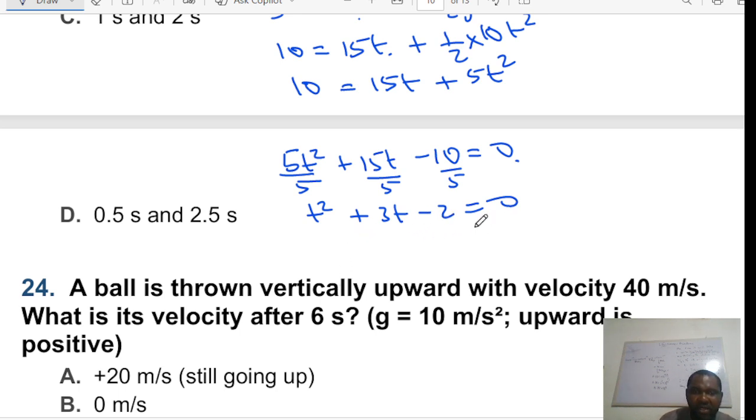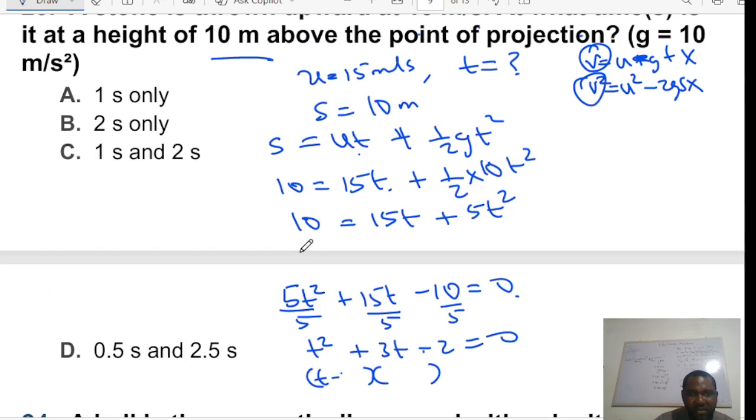This is a quadratic equation and we can try to solve this. So we look for two numbers that multiply to give minus 2, but when we add those two numbers, it's going to be plus 3. Okay, let's see, negative 2 times 1, no. 2 times negative 1, no. There is no number that can multiply to give minus 2 and add to give plus 3. I can't find any number like that.